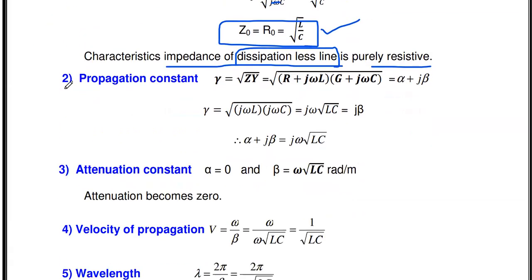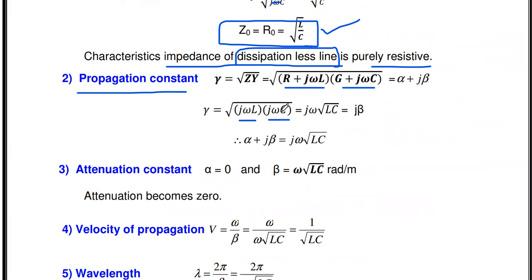Similarly, we have to derive the second constant, the propagation constant. What is the general formula for the propagation constant? Gamma equals square root of zy. Here z is R plus j omega L, and y is G plus j omega C. For a zero dissipation line, R plus j omega L is reduced to j omega L, and G plus j omega C is reduced to j omega C, since G equals 0 and R is very, very small when compared to j omega L.